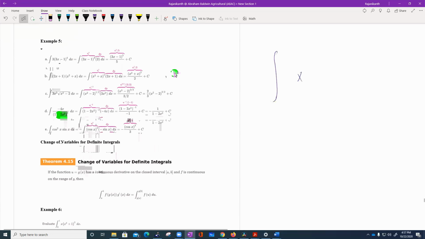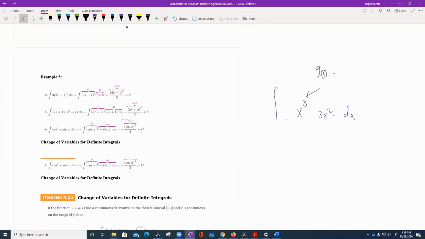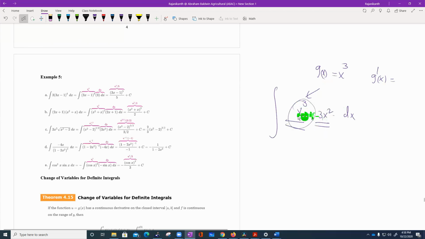How do you find it? The x cubed times 3x squared? Yes. You see there easily, right? The derivative of x cubed is what? If you keep g(x) as x cubed, then what is g prime? 3x squared. You see here? So if you keep the first function as the g function, then its derivative is right over here. If you see this pattern, you can always use this technique.